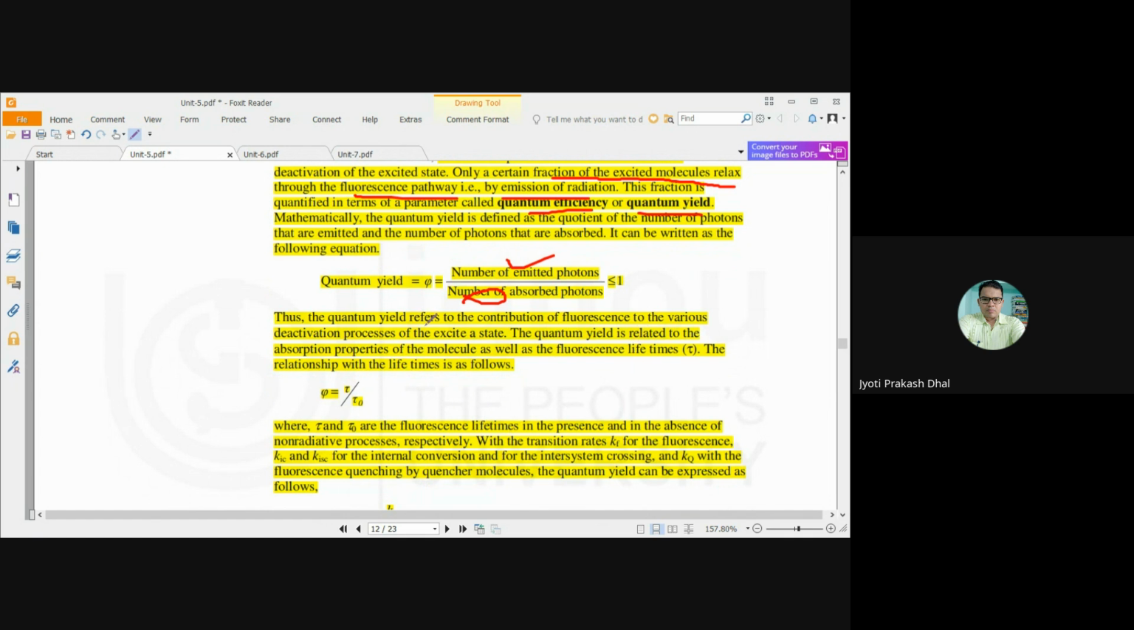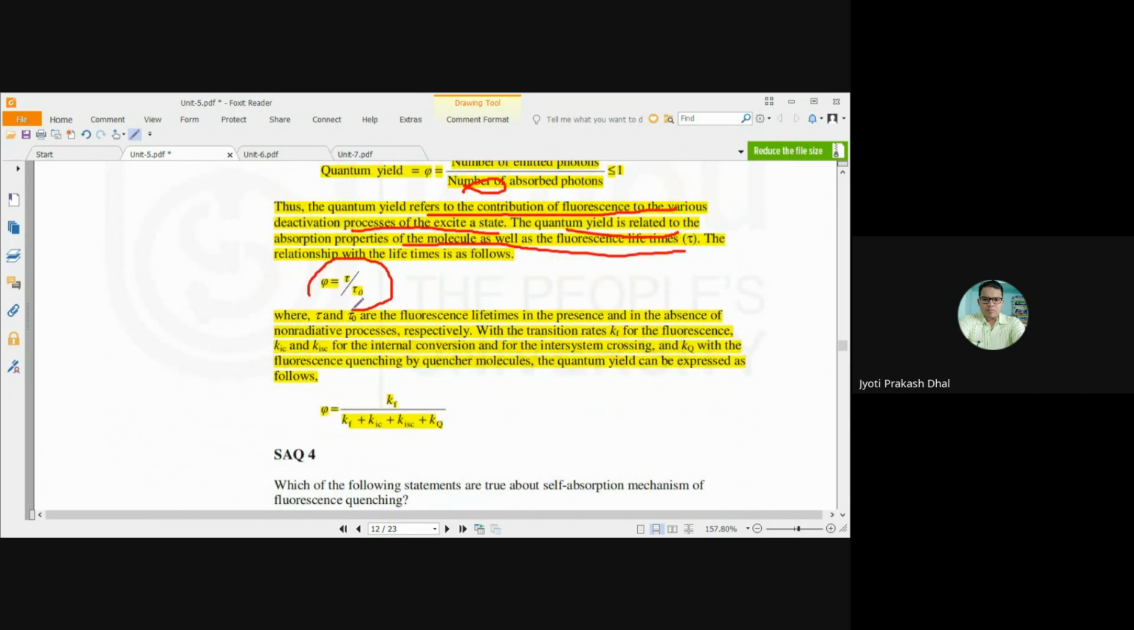The quantum yield refers to the contribution of fluorescence to the various deactivation processes of an excited state. The quantum yield is also related to the absorption property of a molecule as well as the fluorescence lifetime tau. So here phi is also equal to tau by tau naught. Here tau and tau naught are the fluorescence lifetimes in the presence and in the absence of non-radiative processes respectively.